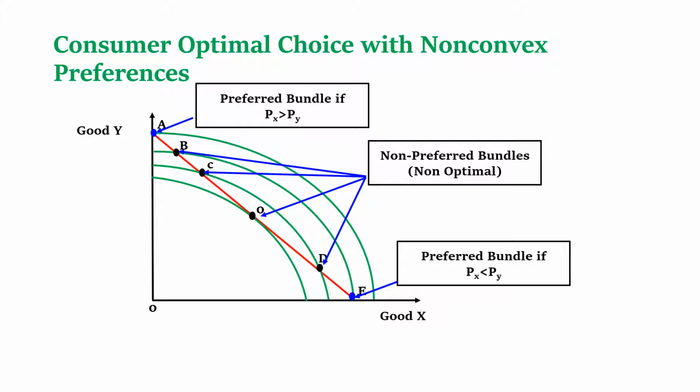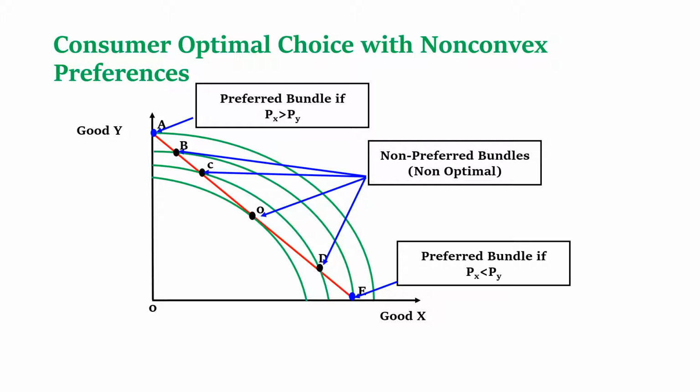But let's look at point E. At point E, the price of good X is less than the price of good Y. So that is a preferred bundle provided the price of good X is less than the price of good Y. If the price of good X is less than the price of good Y, then the consumer is going to spend all his income on good X. So he's going to buy all of X and none of Y.